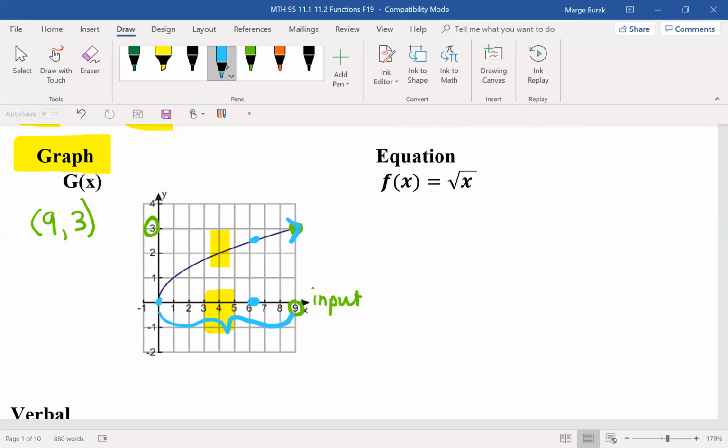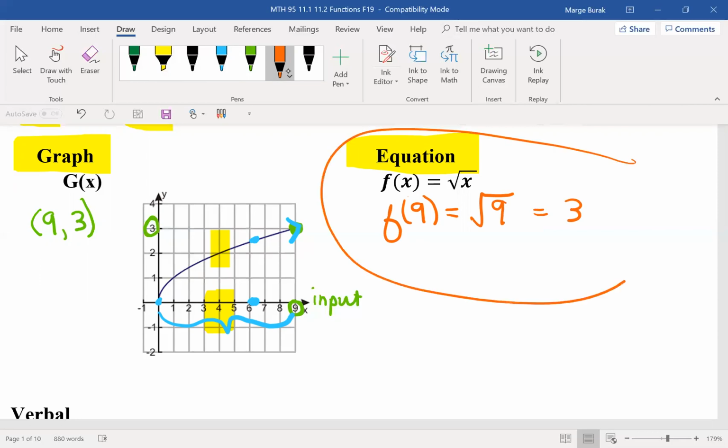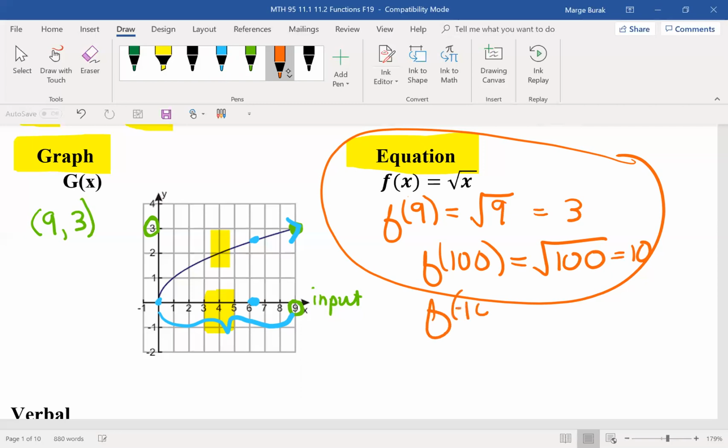Okay, so now this is the equation, and this is what it looks like. This means the function of x equals the square root of x. So this is my definition. If I want f of 9, that means I want the square root of 9, which would be 3. This has infinite values. If I want f of 100, that would be the square root of 100, which is 10. What if I put in f of negative 100?